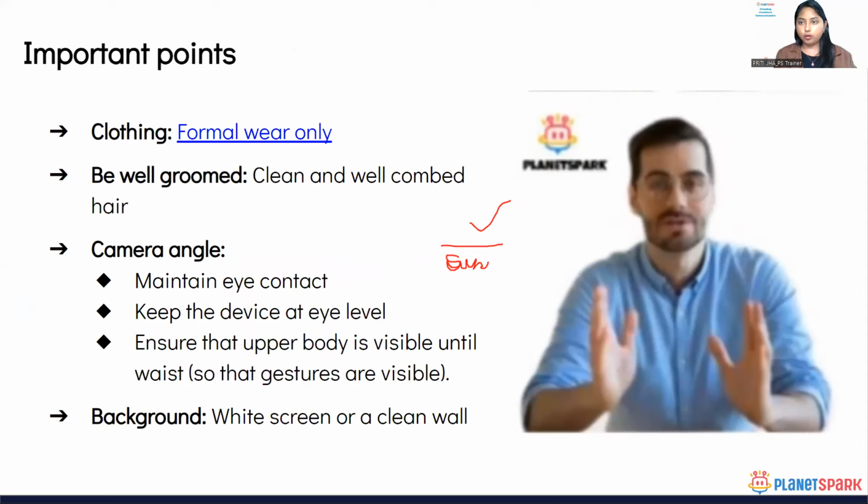So don't be so close. Probably my placement is wrong. I should be a little in this position, so that my hand gestures are also visible to you. Am I clear? Background should be a white screen or a clean wall. Even if it is a colored wall, make sure that it is a light colored wall. Not very dark. Make sure that you are sitting with a wall behind you. That's it. You won't have backgrounds in the below links, no? That is why.